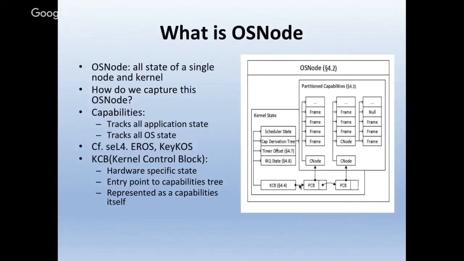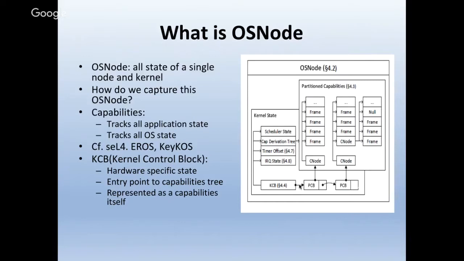So what is an OS node? And how do we capture this OS node? It's typically not clear in an OS what the per-core states are. It's not explicitly defined and typically has many different data structures. So in this paper, we use a partitioned capability system to explicitly capture OS nodes, meaning the entire per-core state in a single data structure. I will introduce a bit about partitioned capabilities.